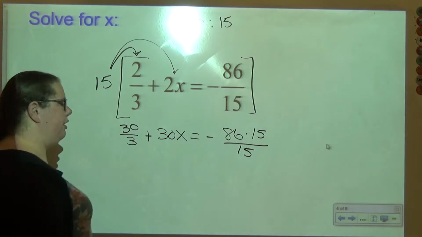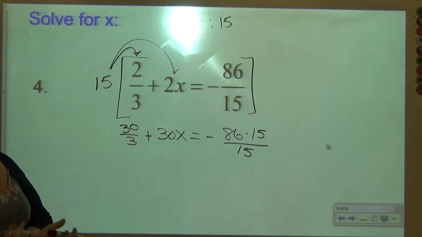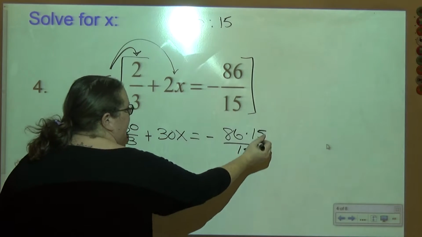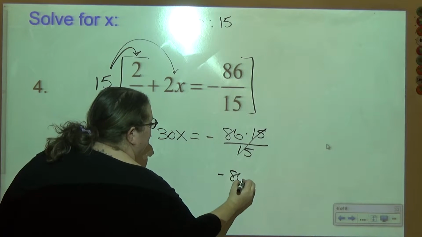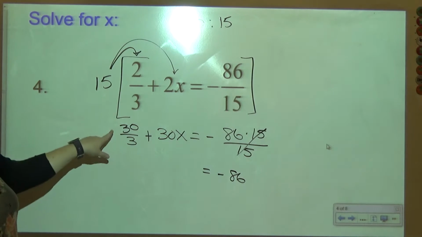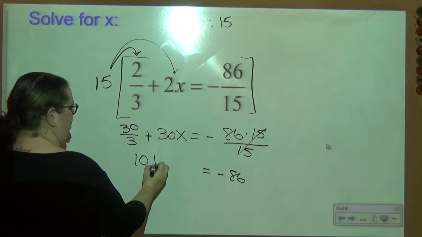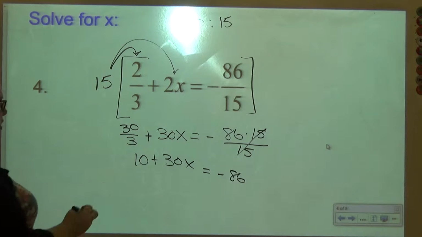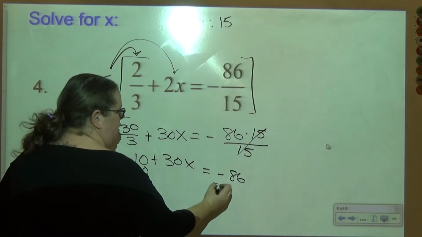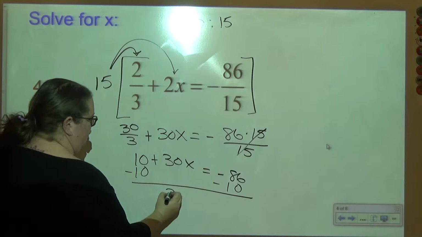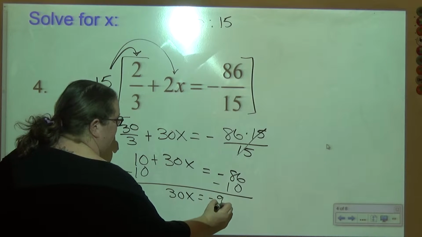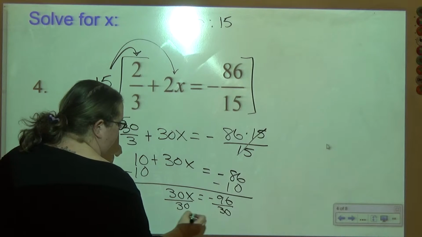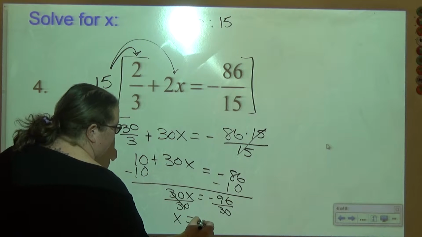So we have to multiply those together. But we really don't have to, because what happens to those 15s? This 15 and this 15, they really cancel out. So we're left with just negative 86 on the right side. This gives me 10 plus 30x. Two-step equation. Move my constant. 30x equals negative 96. Divide by 30. x equals negative 3.2.